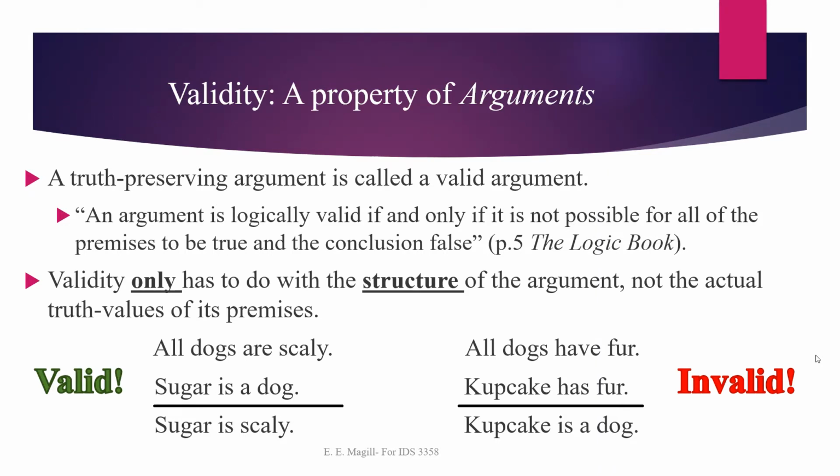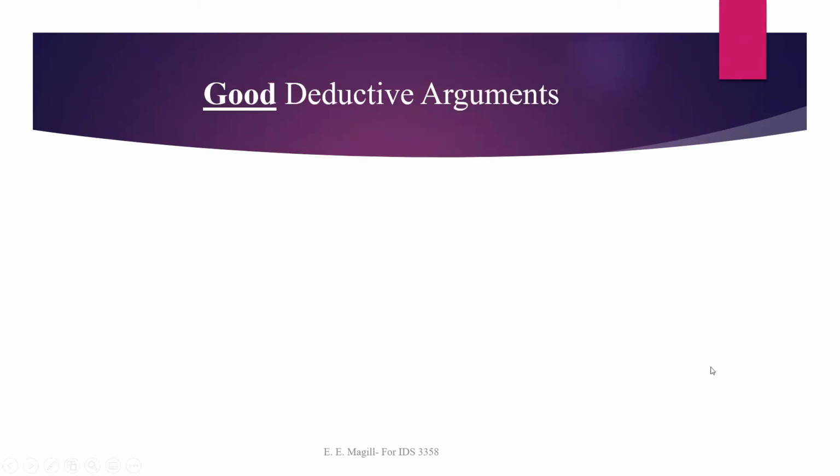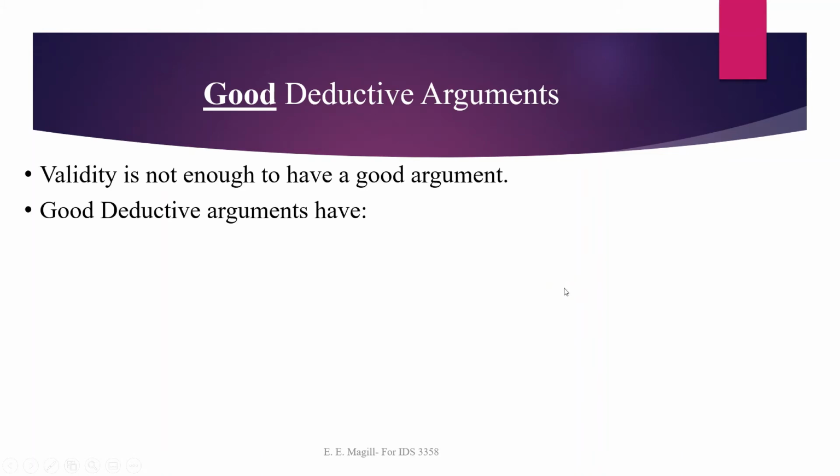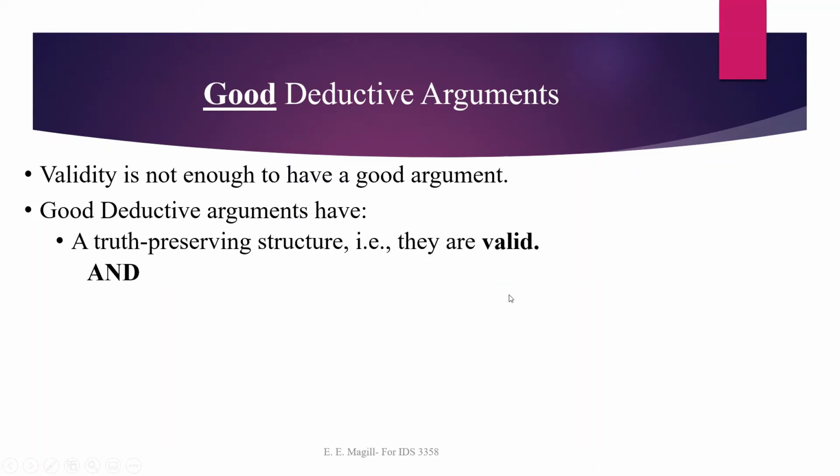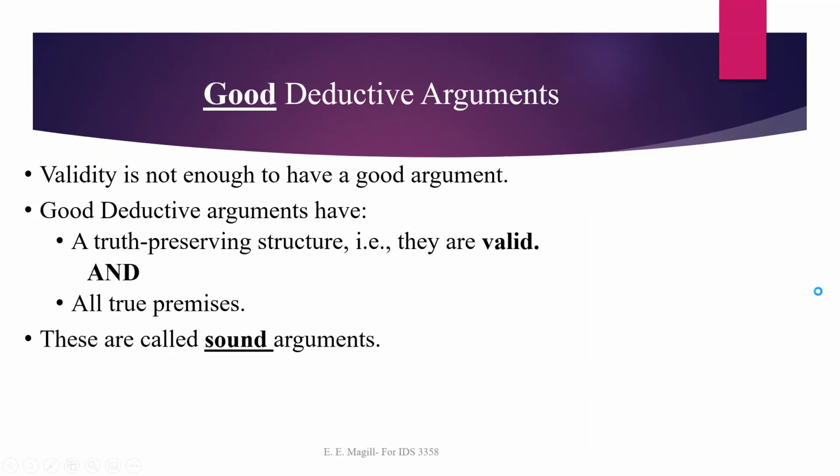Now, based on the first example on the last slide, it's obvious that validity by itself is not enough for us to call any deductive argument a good argument, right? Because then we would have to accept that sugar being a scaly dog is a good argument. So deductive arguments must be valid and they have to have all true premises. And these are called sound arguments. This rules out the valid argument from the last slide, right? Because the premise, all dogs are scaly, is false. So that argument is unsound and a bad argument.